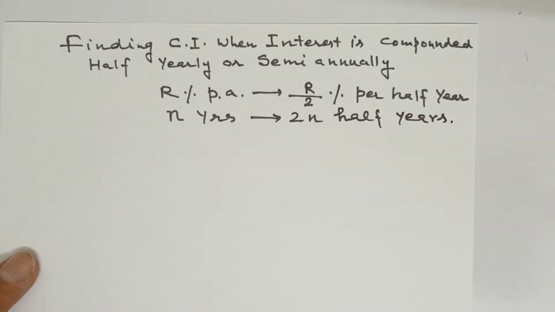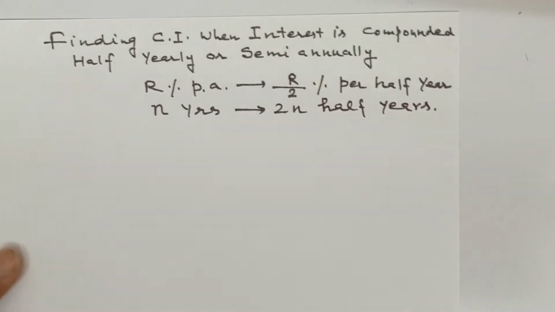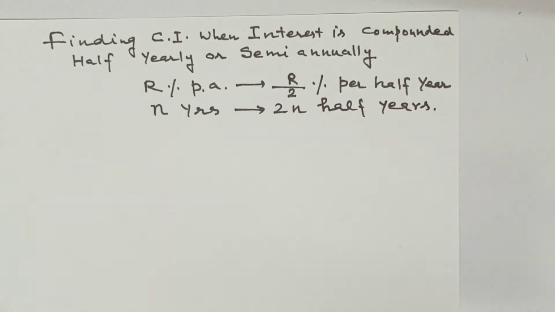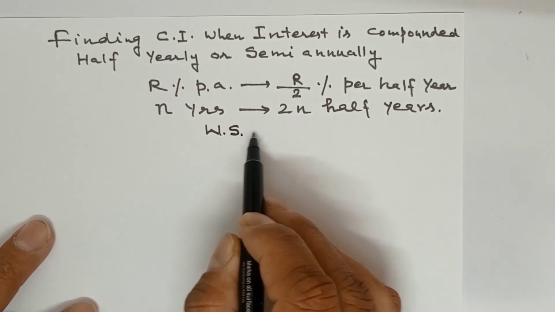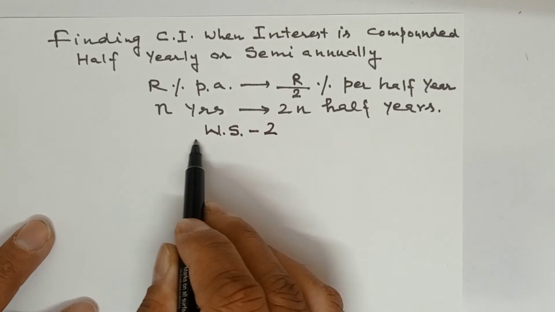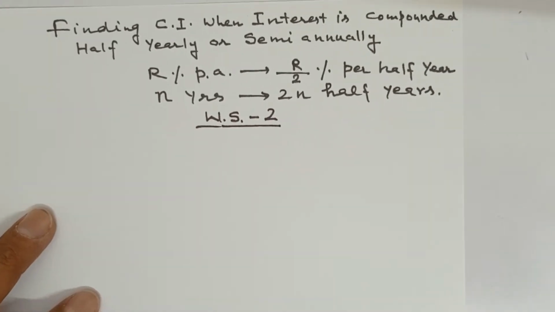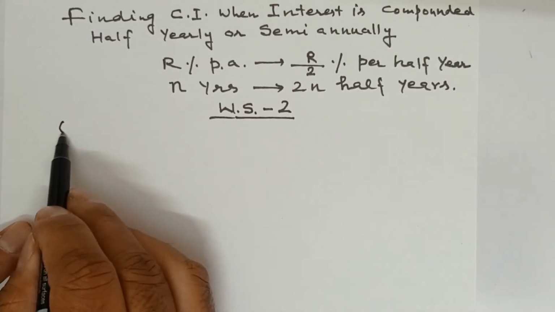So let's start doing the questions. The amount formula and compound interest formula will remain the same as we were doing previously in worksheet number 1. This is worksheet number 2 now. Question number 1.